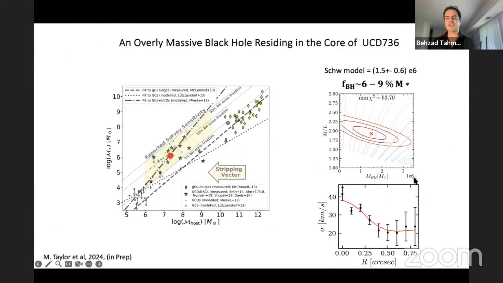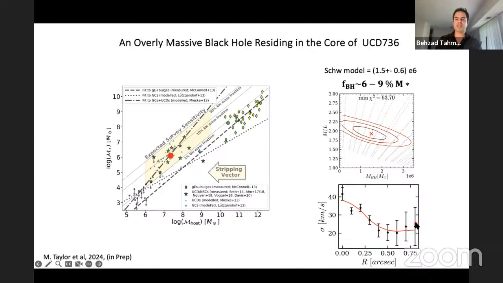So we applied our modeling, and we clearly could detect a black hole. This is the black hole mass and the mass saturation of the modeling. We found that the fraction of this black hole to the total stellar system for this UCD is somewhere between 6 and 10%. This is really an overmassive black hole residing in the core of this UCD. In terms of mass, this UCD is around 10 to the 7.4. It's not very massive, so this fraction can be from 6 to 9%.